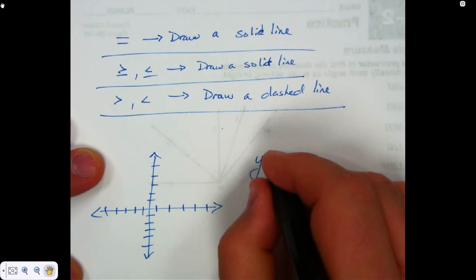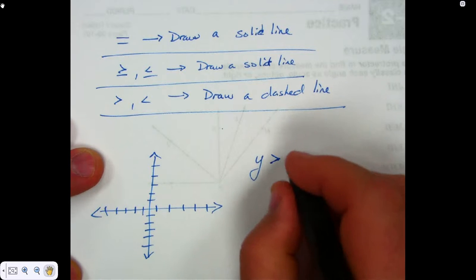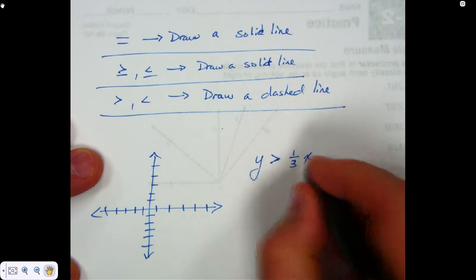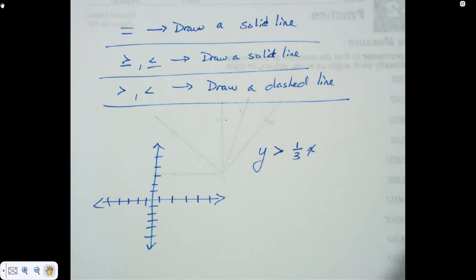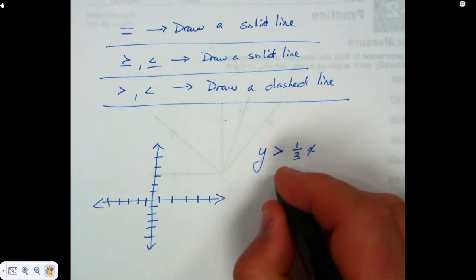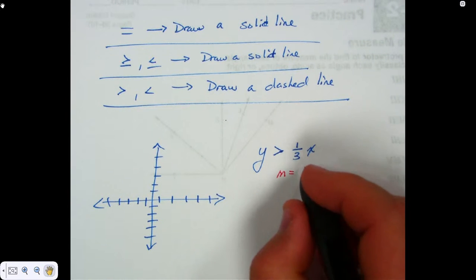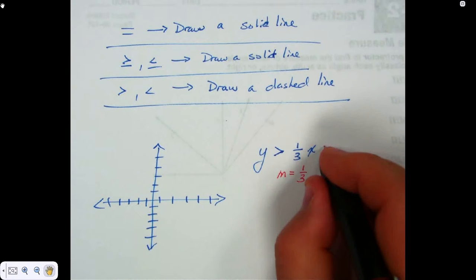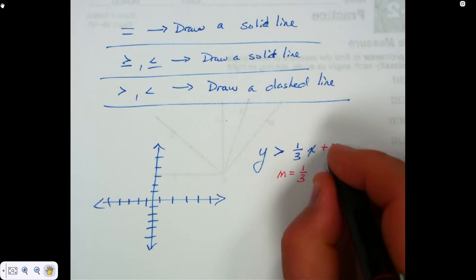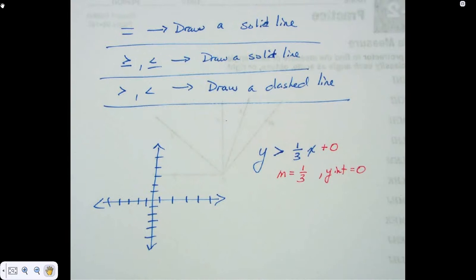They want you to graph y is greater than 1/3 x. First thing we go to: is it in slope-intercept form? What's the slope? 1 over 3. However, what is the y-intercept? What can I make this? Plus what? 0. That's why my y-intercept is 0.